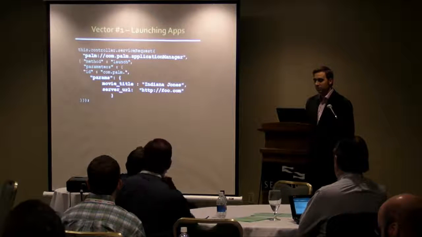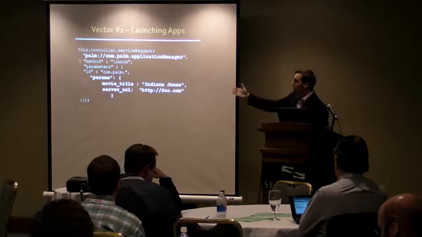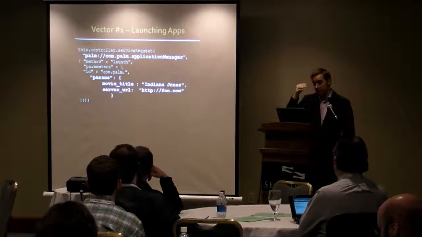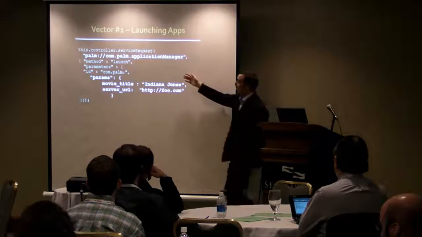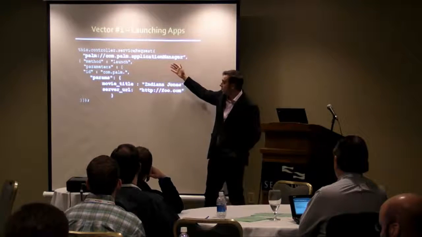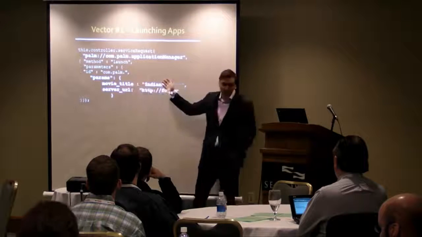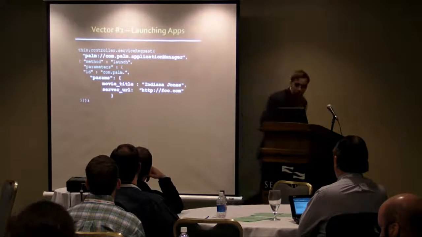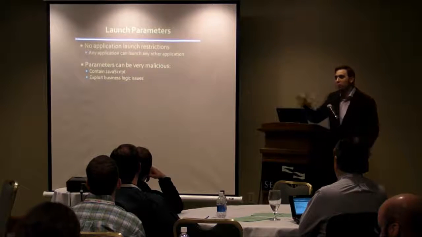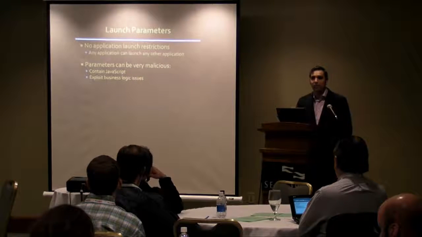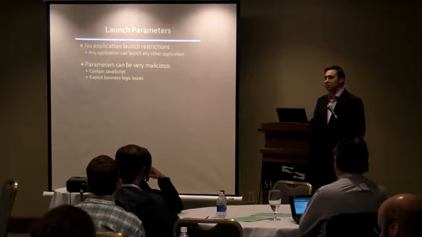Anyway, legitimately, the one way that applications will communicate is that they'll use the application manager to launch other applications. So for example here, I want to launch a movie application and maybe look up movie times or something like that. And here you can see I talk to the application manager, and this is going to be the ID of the app I want to start, and then here are some parameters I'll pass to it. Okay, so there are no restrictions. Every app can launch every other app, and we have parameters, and the parameters are just JSON.